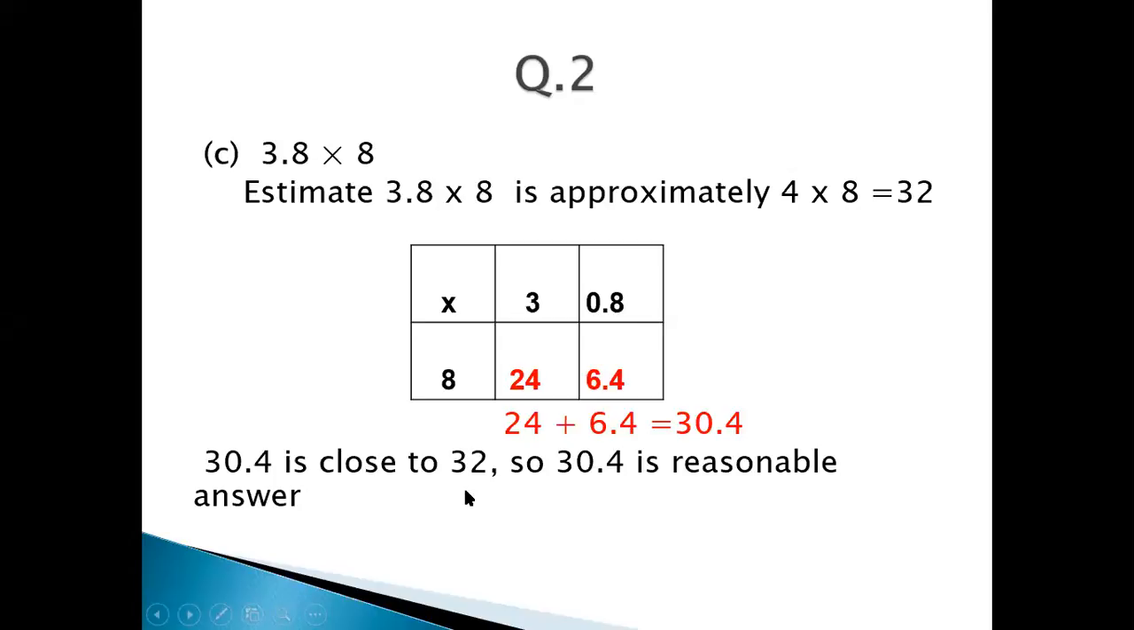30.4 is close to 32. So 30.4 is a reasonable answer. I hope it is clear to you. And this is a very interesting and new method. All of the other parts of the same question you will do in the same way. Let's move to the next question now.